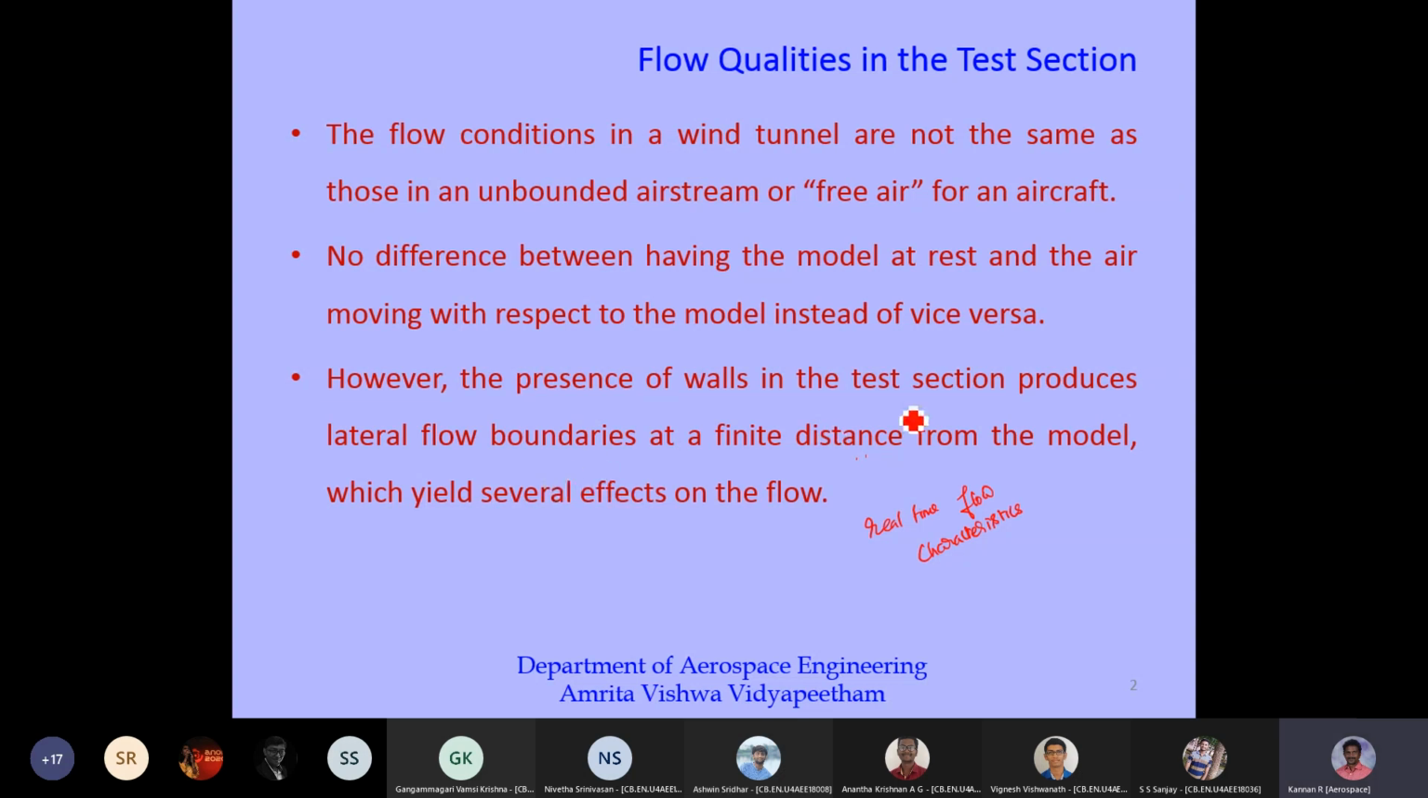And also, if you look at that, what are we going to do in the real-time situation? Your air is going to have a certain velocity because of the wind speed, but your model is going to move. But in the wind tunnel, what are we going to do? We are going to keep the model stationary. We are going to allow the air to pass through that.